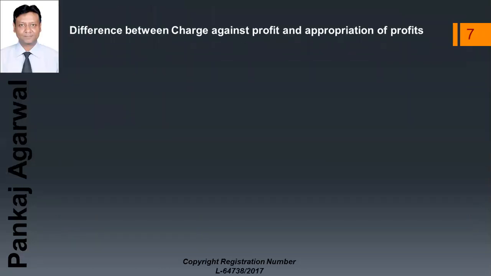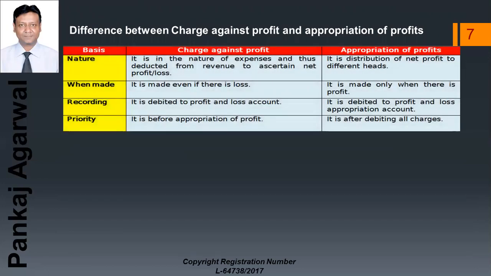So, the difference between the charge against profits and the appropriation of the profits. A charge against the profits, as per its nature, is an expense and is thus deducted from the revenue to ascertain the profit or loss. Whereas in appropriation, the distribution of net profits into different heads is shown. Charges against profits are made even if there are losses, but appropriations are not made in case of losses.